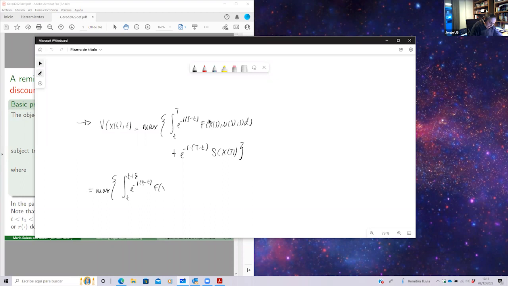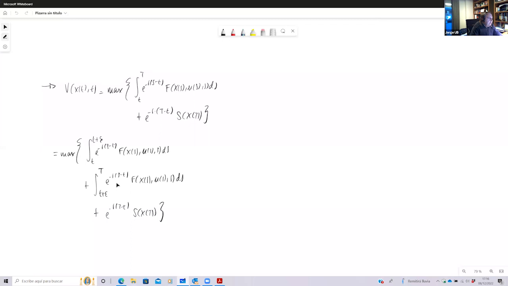And then at this point, we can take a common factor from this term, from this integral, and from this last term, the following.